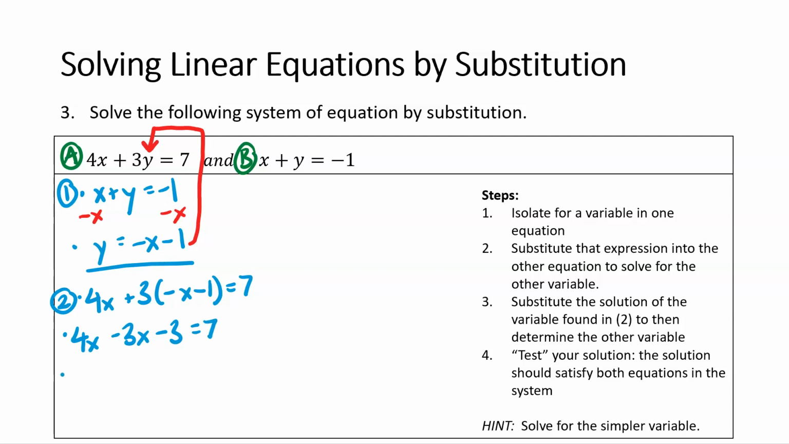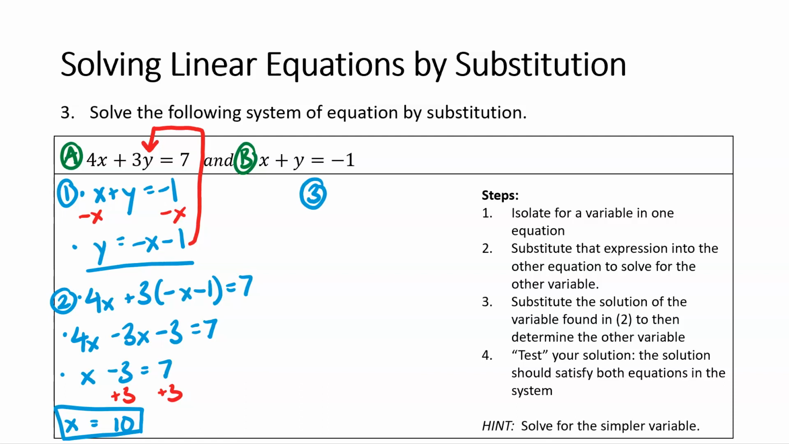We want to solve for x. We can add like terms. That's 4x minus 3x is just 1x. Minus 3 equals 7. Add 3 to both sides to solve for the x, and you'll end up with x equals 10. So we have a value for one of the variables. We have x equals 10.